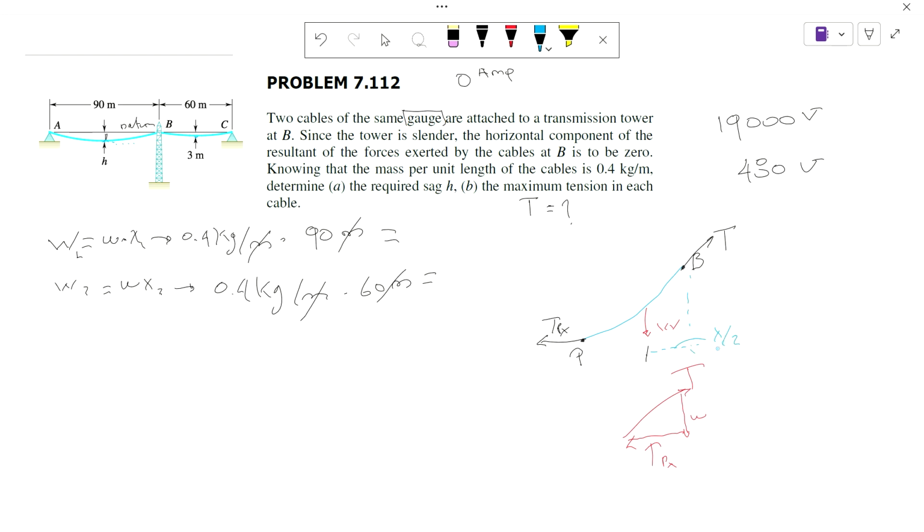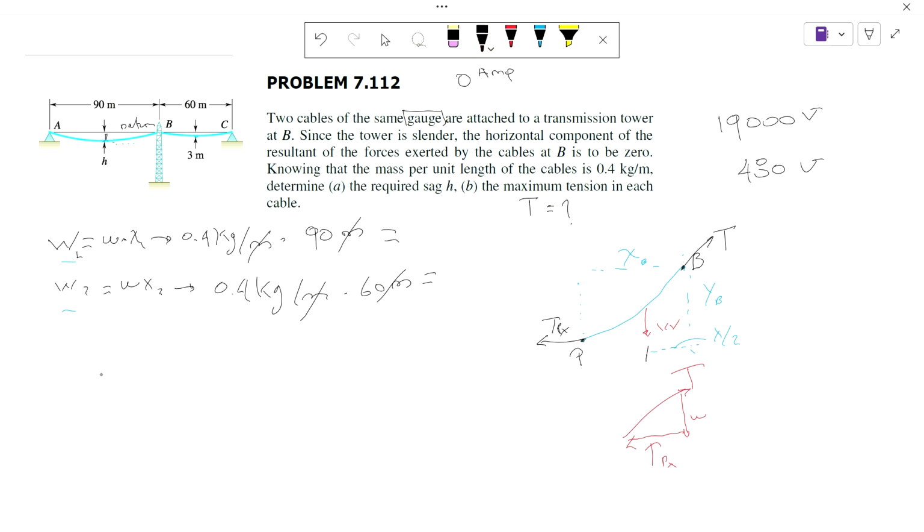This is at X over 2. So we know that the complete length is 90 and for the second case is 60. And also we know that this right here is a distance B. This whole distance right here is X to point B. This W is capital W, so this is the case for each part of the cable.